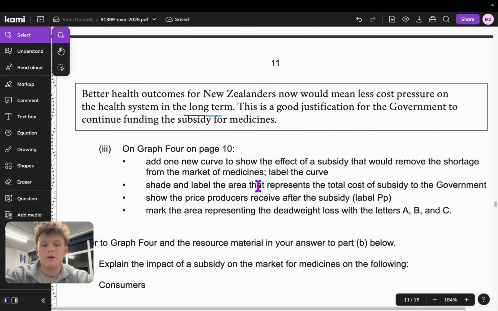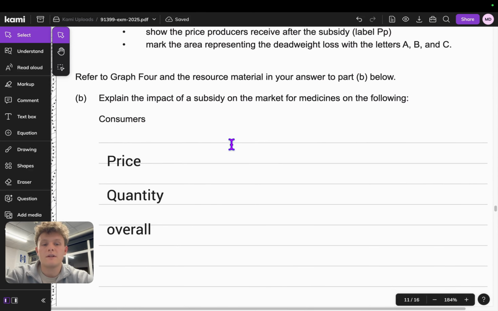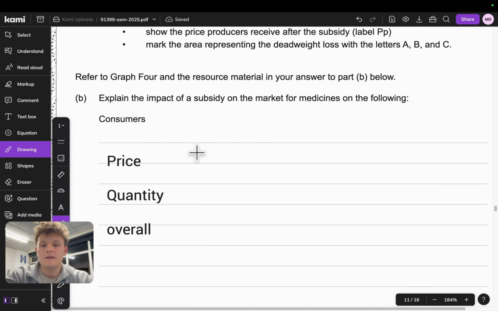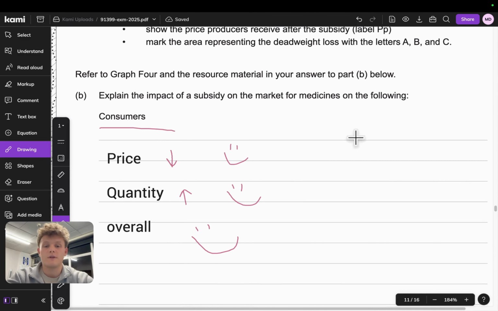So let's quickly read the question here. Explain the impact of the subsidy on the market for medicines on the following. Consumers: the price they pay has decreased. So therefore they are increasing their surplus per unit. The quantity that they receive has increased. Therefore, there's more units from which to get a surplus. So overall, there's an increase in consumer surplus.